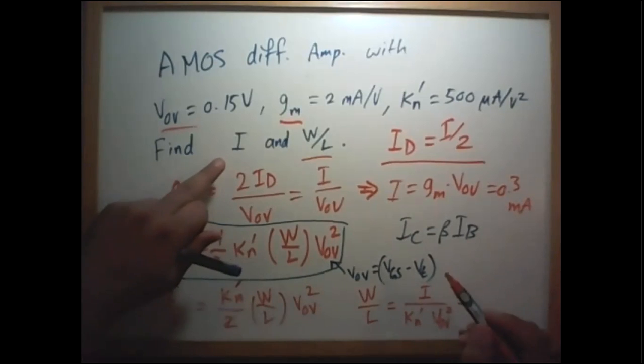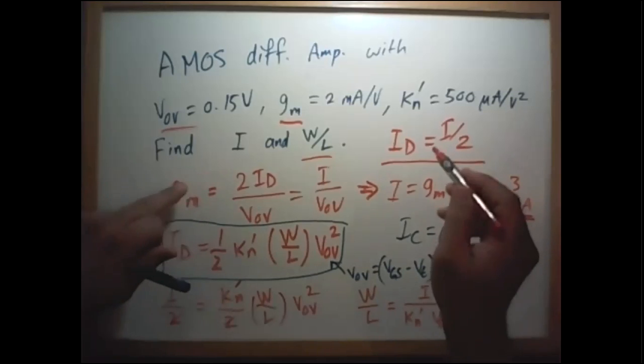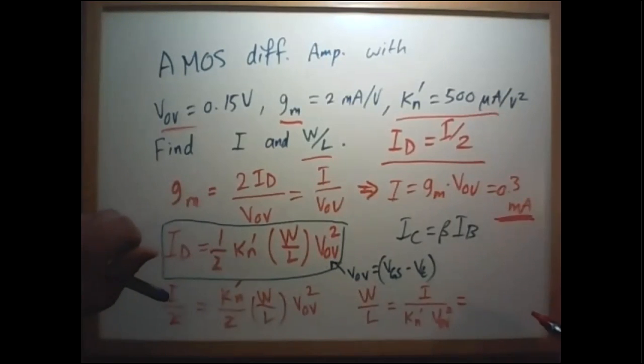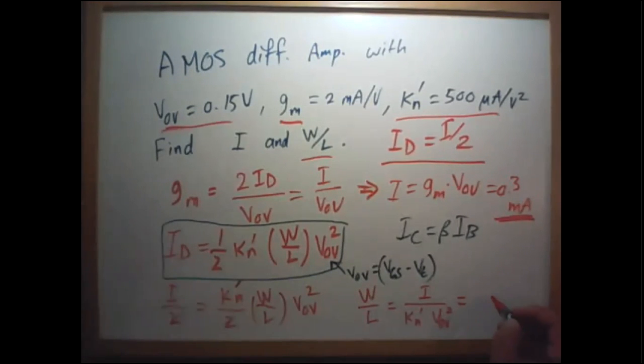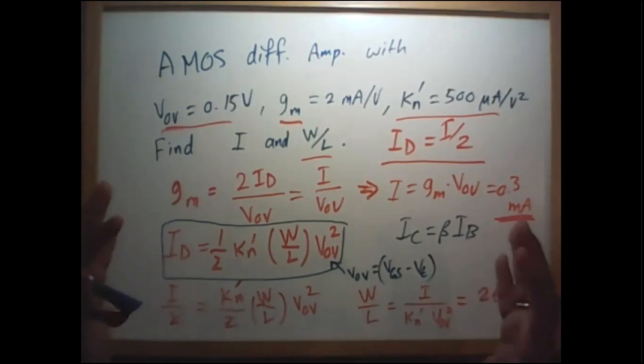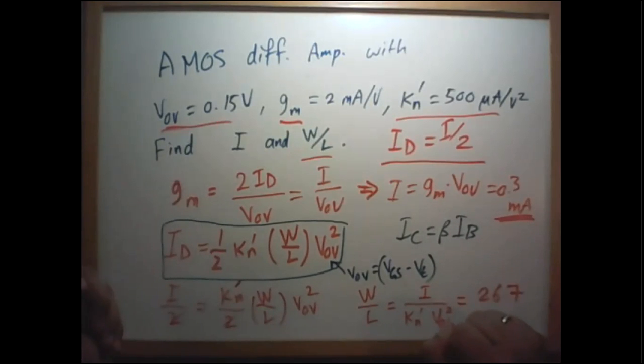I is known here. We already calculated it. Kn prime is this one here. V overdrive is given here. If you substitute these numbers, you will get 26.7. And again, this is a ratio, so it's dimensionless. Things are simple once you know how to utilize these equations. So this is straightforward.